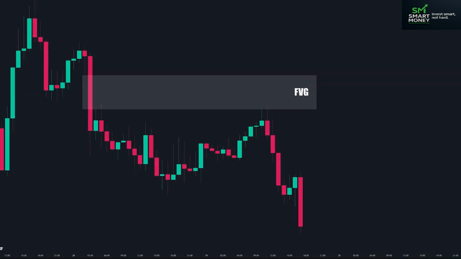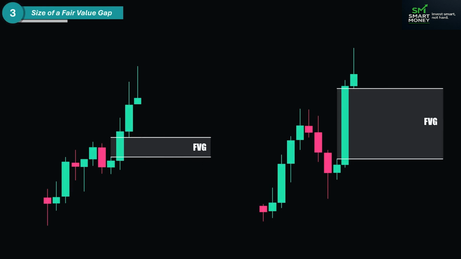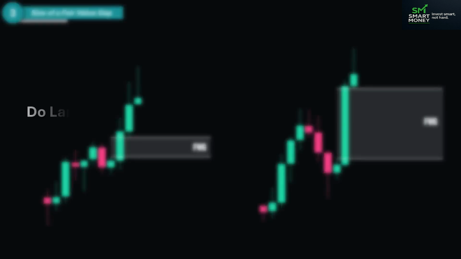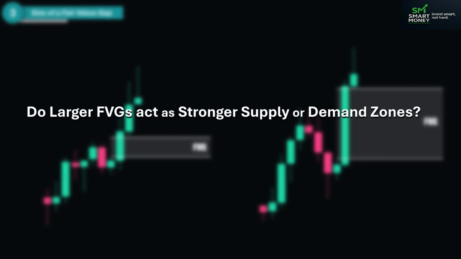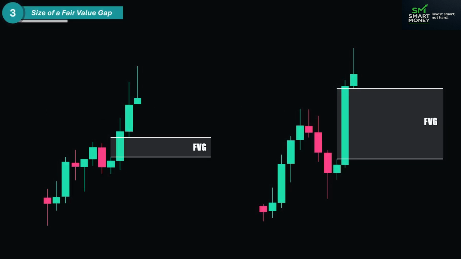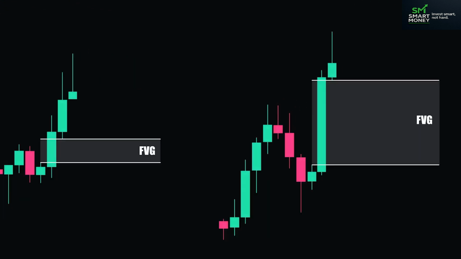When identifying these gaps, you have noticed that they come in different sizes. So here comes a question. Do larger fair value gaps act as stronger supply or demand zones? Not necessarily. While larger fair value gaps might look more significant on the chart, size alone doesn't determine their strength as supply or demand zones.